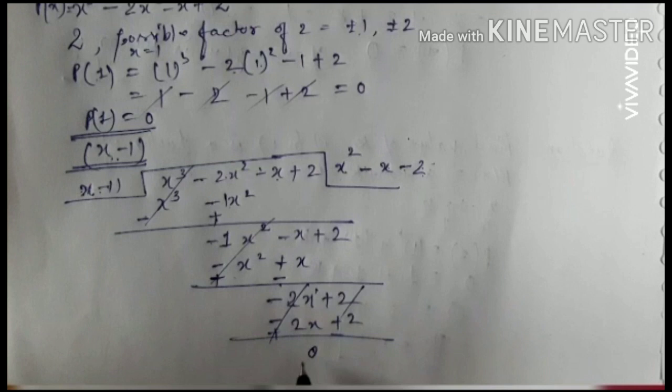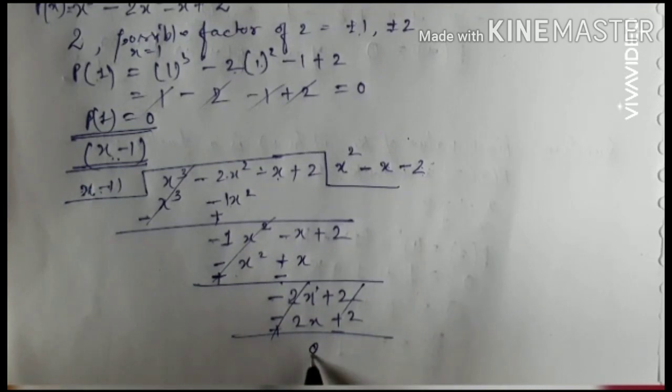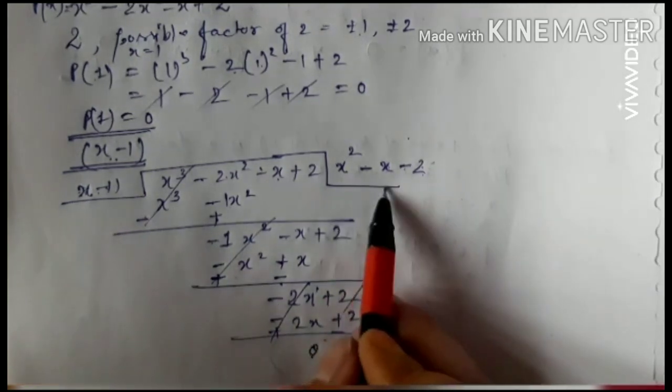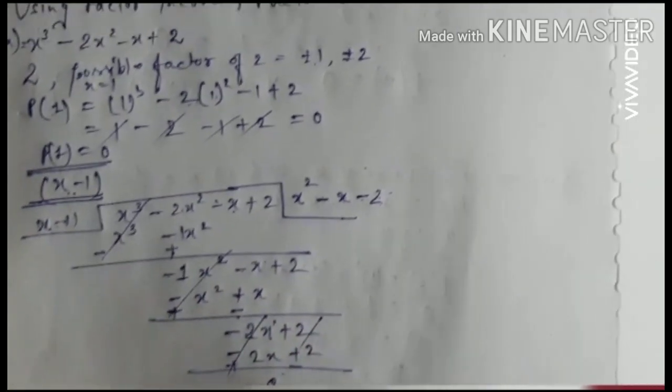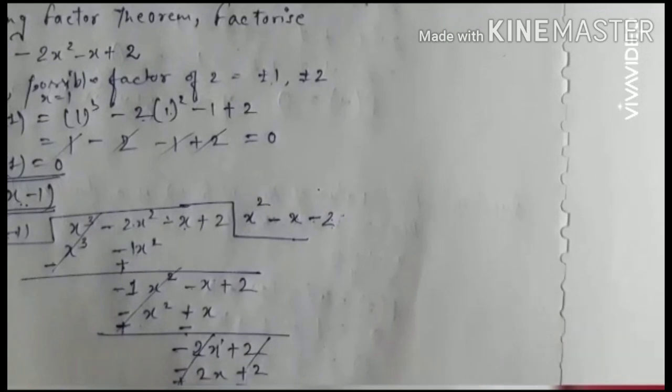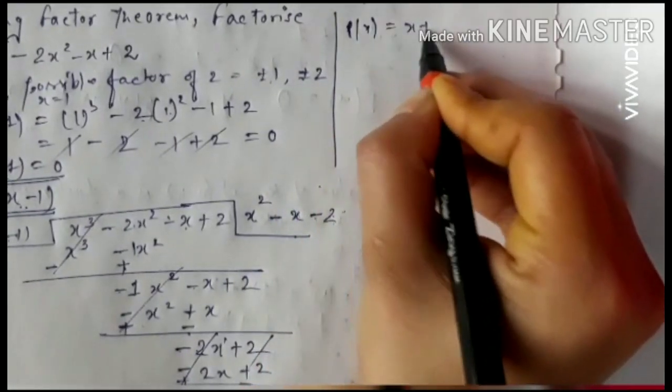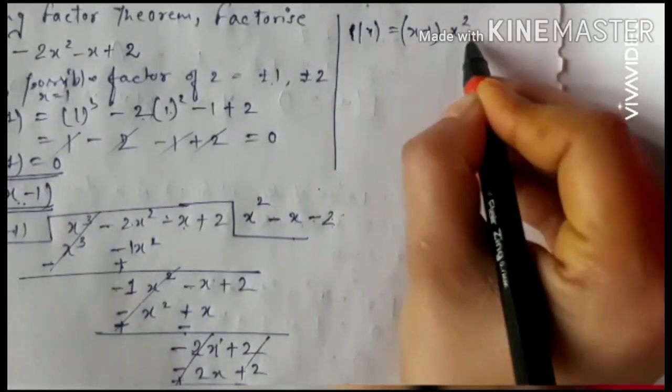Here the remainder should always be 0. Okay, there will be no remainder remaining. So now this is your other factor. Now it becomes your px equal to x minus 1 and this polynomial, x square minus x minus 2. Is it clear?